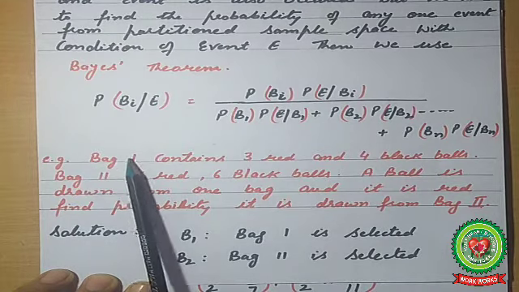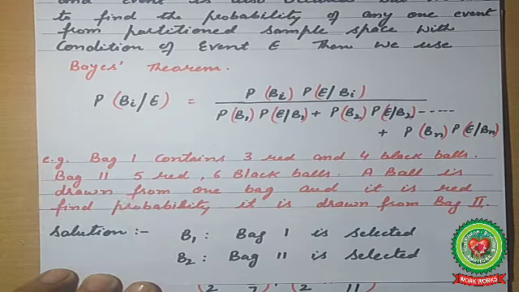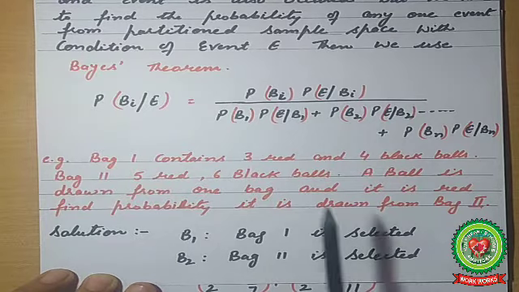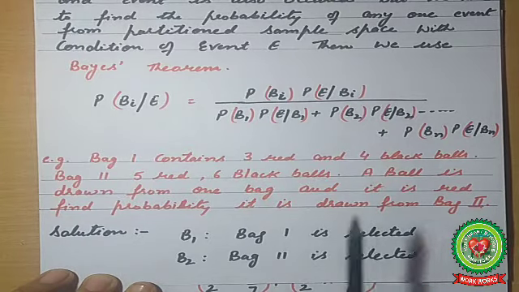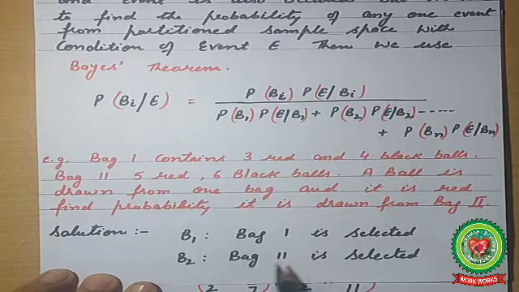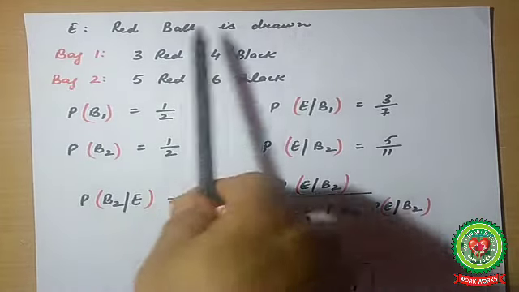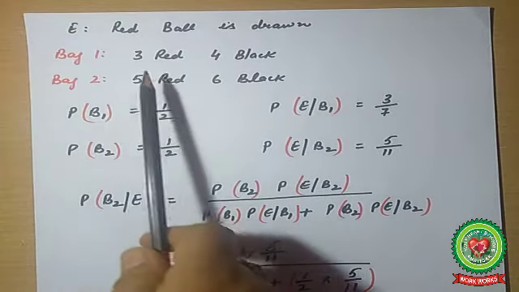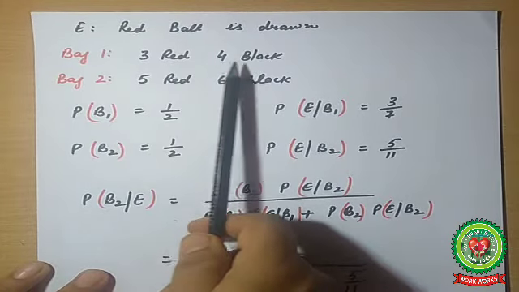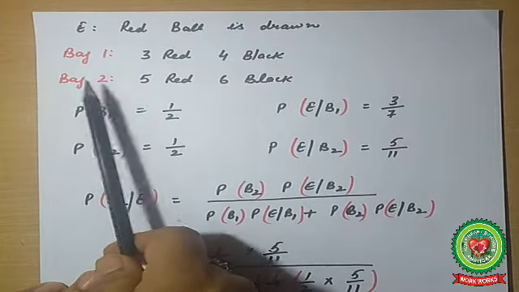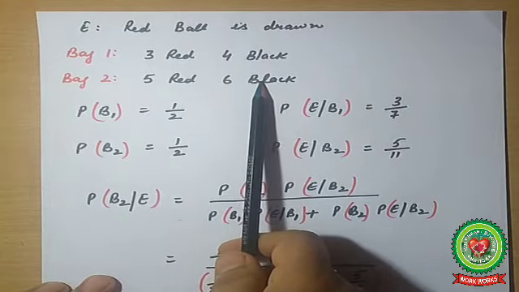Now we know that the bags are to be divided into events. So B1 is bag 1 is selected and B2 is bag 2 is selected. In the total probability theorem, we find the probability of the given ball event. But in this, we have to find the probability of the divided event, B2, bag 2 is selected. In this case, E is the event that a red ball is drawn. In bag 1, there are 3 red balls and 4 black balls. In bag 2, 5 are red balls and 6 are black balls.